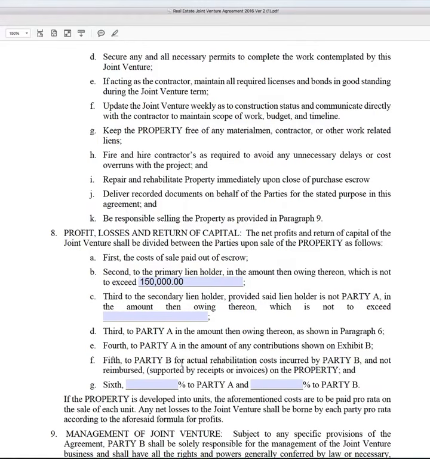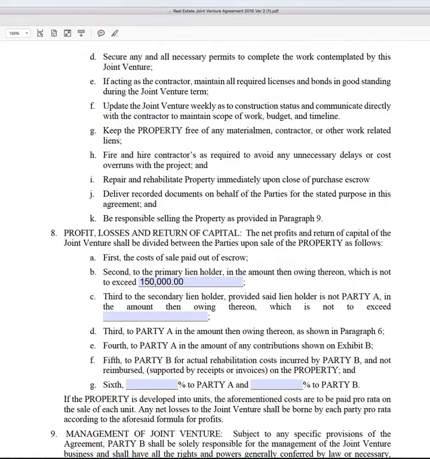Fifth, to party B for actual rehab costs incurred by party B. So let's assume that the investor also puts money in, then provided that the investor can provide receipts or invoices for anything that investor paid, party B that is paid, then they're going to get reimbursed. So party A gets paid all their money back before investor gets any of his costs reimbursed to him, or the LLC in the case of this agreement.